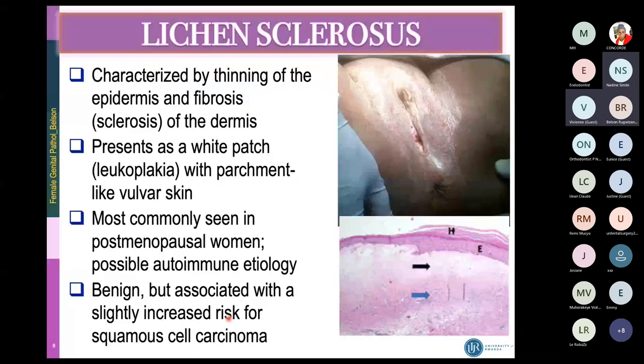So the next is lichen sclerosus. So these are terms in dermatology, of course, and we shall come back to this in the part on dermatopathology.